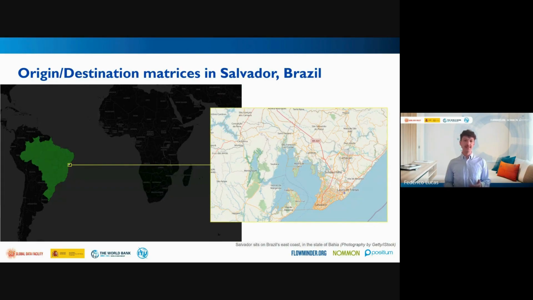This real use case study on the application of mobile phone data for generating OD matrices was conducted in Brazil, in the Salvador metropolitan region. This region is located in the northeast of the country and is bordered by the Atlantic Ocean. The area has a population of 3.6 million people, of whom 2.5 million people live in the state capital, Salvador, which is the fifth most populous capital in the country.